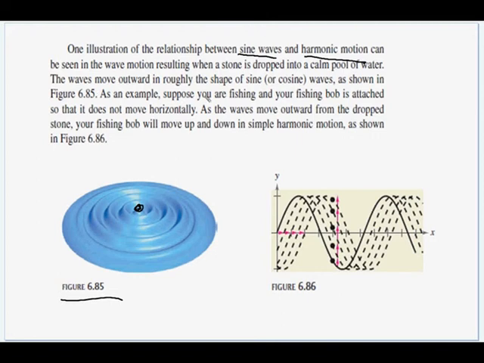As an example, suppose you're fishing and your bobber is attached so that it does not move side to side horizontally. As the waves move outward from the dropped stone, your fishing bobber will move up and down in harmonic motion. You know, let's say here's the bobber. As the waves come out from where the pebble was dropped in, the bobber is going to ride the waves. The bobber will follow a simple harmonic motion.